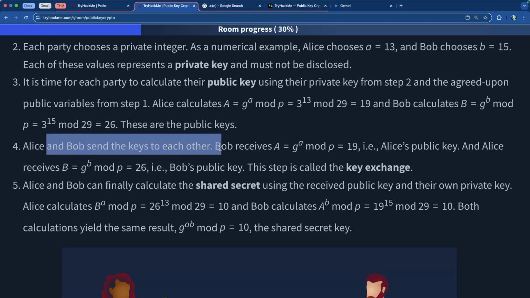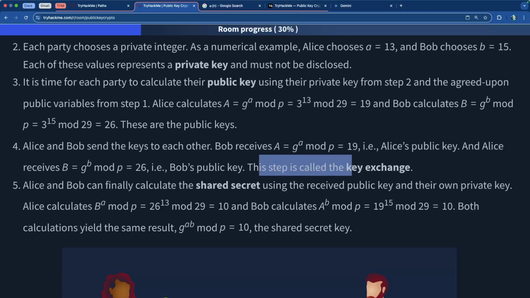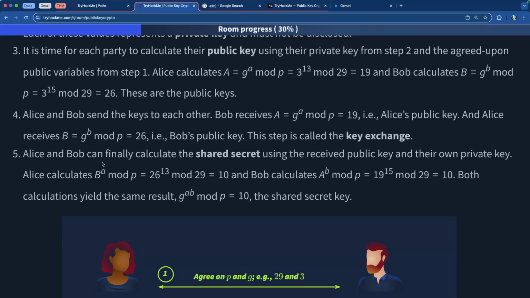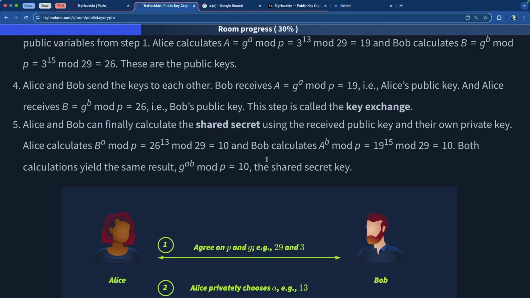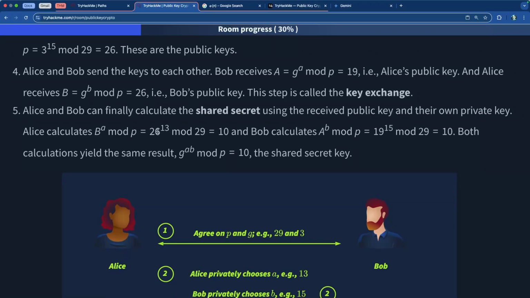Alice and Bob send the keys to each other. Bob receives A equals G to the power of A mod P equals 19, which is Alice's public key, and then Alice receives Bob's public key. This step is called the key exchange. Alice and Bob can finally calculate the shared secret using the received public key and their own private key.